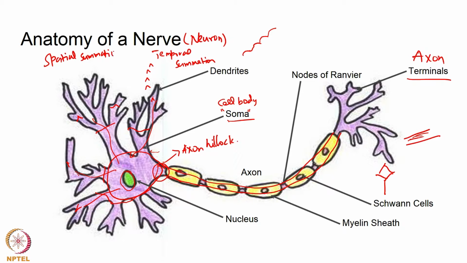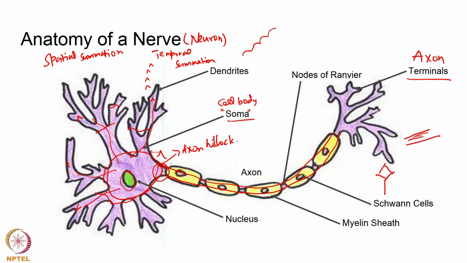Without referring to how an action potential is generated, whether by spatial summation or by temporal summation, we will look at how the action potential gets propagated. That is of interest for us in this class. Let us assume that an action potential is generated either by spatial summation or by temporal summation at this point.